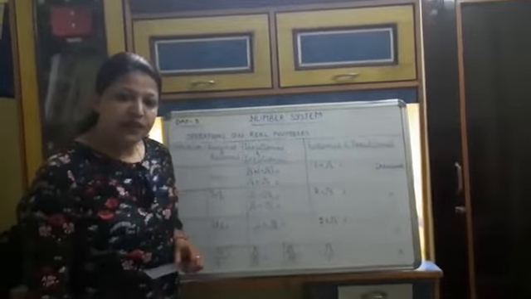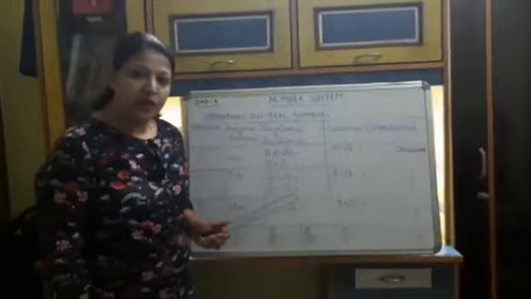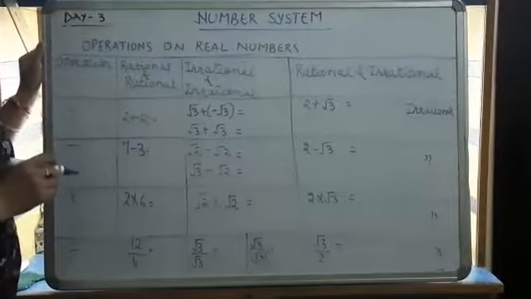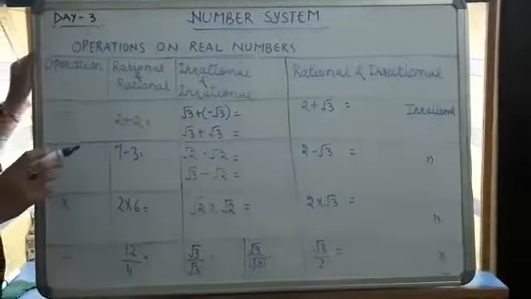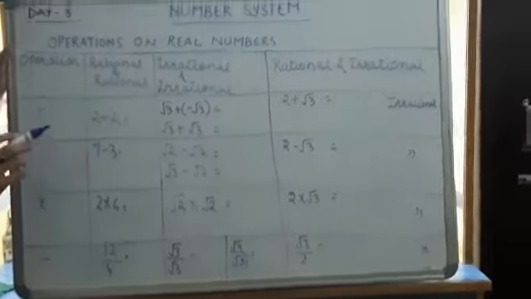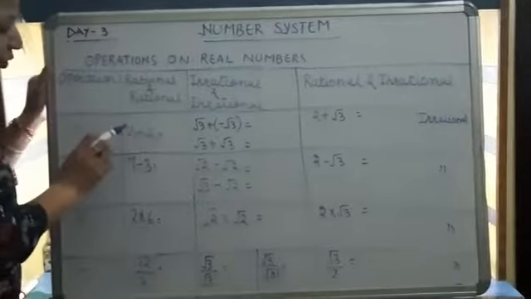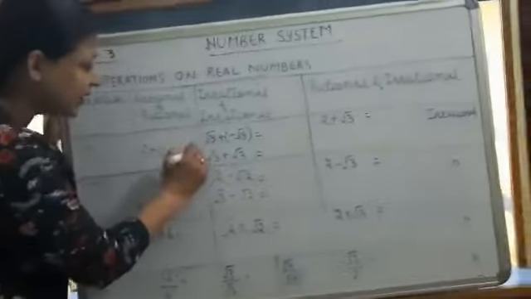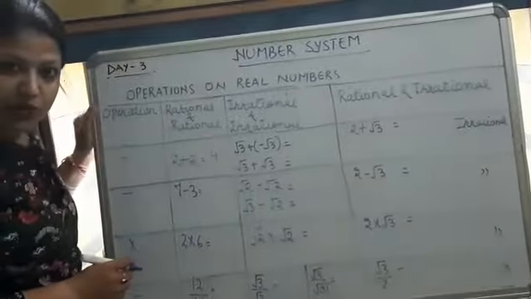Operations you have seen, rules you have read. Now we are going to take examples of those rules which we had seen. First rule was, if we are going to add two rational numbers, like 2 plus 2, what will you get?